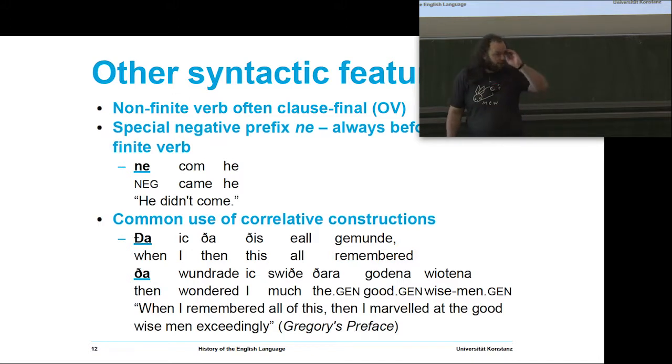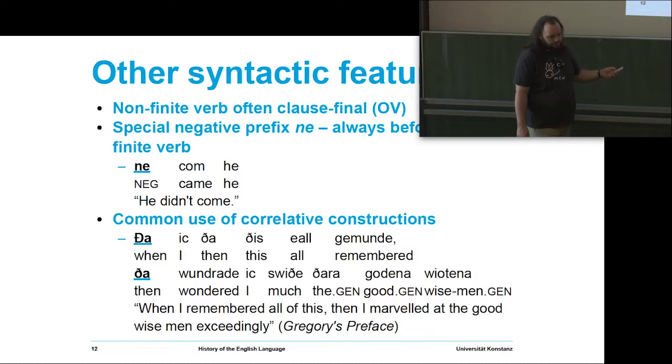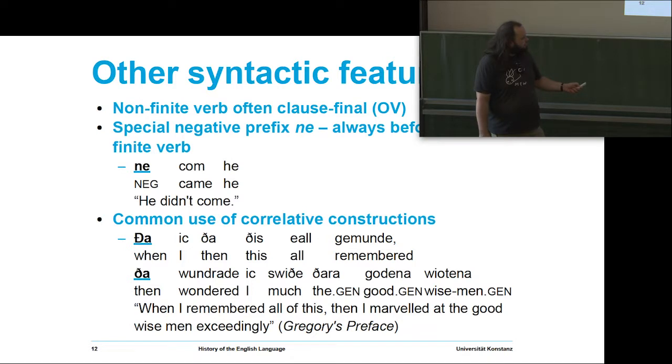and this is something that we see quite often in Old English. Not only with temporal clauses like this. We see it in examples like, where such and such happens, there you will find. So you've got these pairs, and these correlative constructions are just something that you see an awful lot of in Old English texts. So here, when I all of this remembered, so this is a nice final verb, then wandered I terribly much of the wise men.